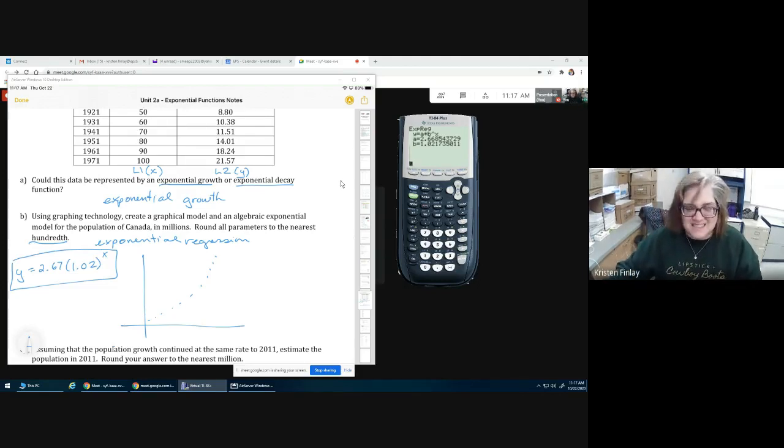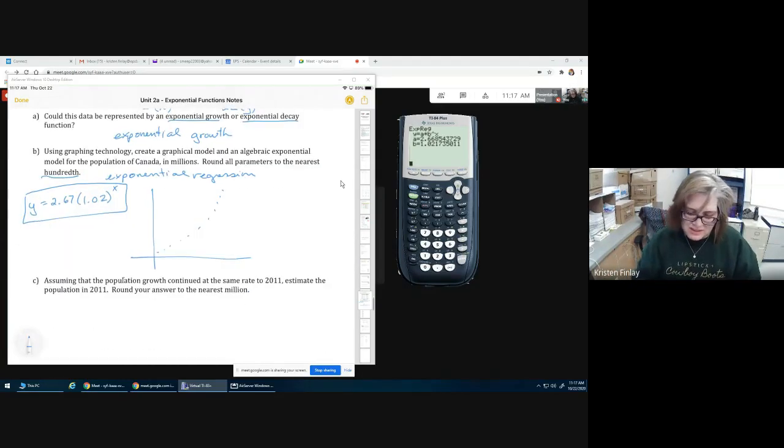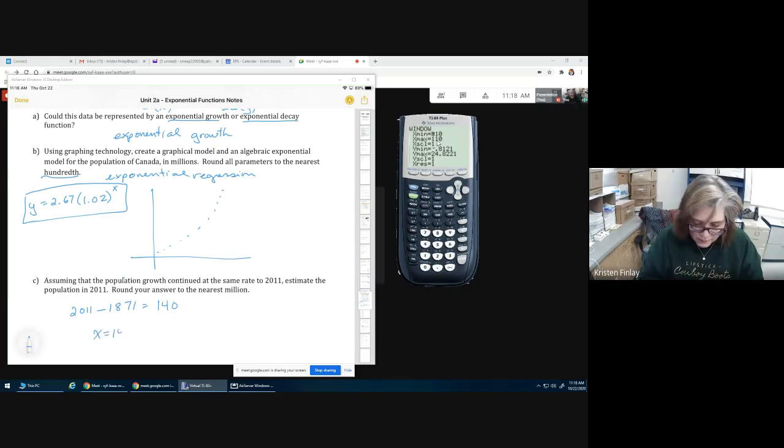Now, the question says, assuming the population growth continued at the same rate to 2011, estimate the population in 2011. So on our graph, if we look at our window, 2011 would be quite a bit more from 1871. 2011 minus 1871 equals 140 for our x value. So if x equals 140.